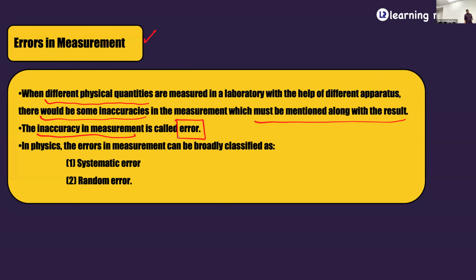So in physics, if you try to speak about errors, they're basically classified into two types. What are they? One is the systematic error, and the second is random error. Are you able to understand what I'm saying? So the inaccuracies should be reported along with the result, and those inaccuracies are called errors, and errors are basically classified into two types. What are they? Systematic and random errors. So make a note of this point.